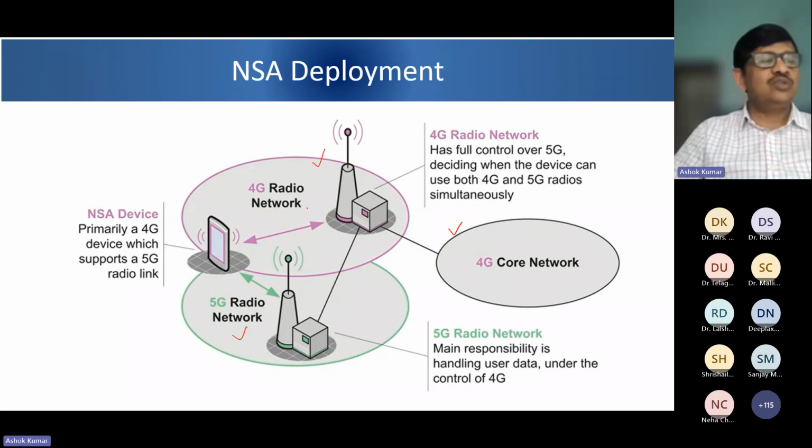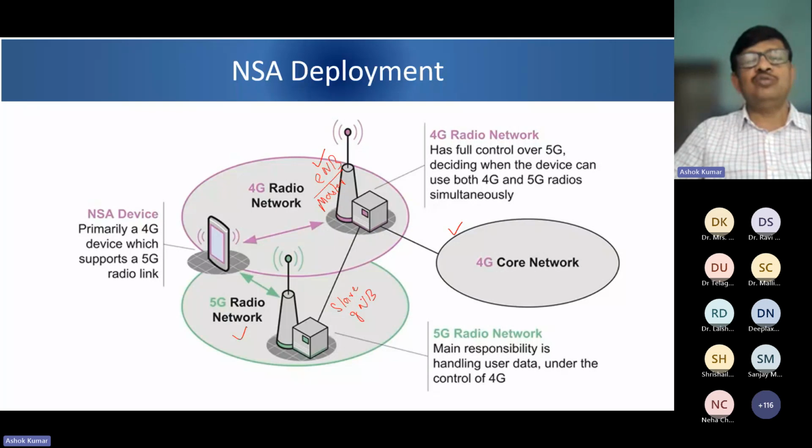So this is called NSA mode of deployment. In this case, what happens is the 4G radio, that is eNodeB, as we call it, works as a master radio, and the 5G radio network which we are deploying is kind of a slave to the 4G eNodeB.